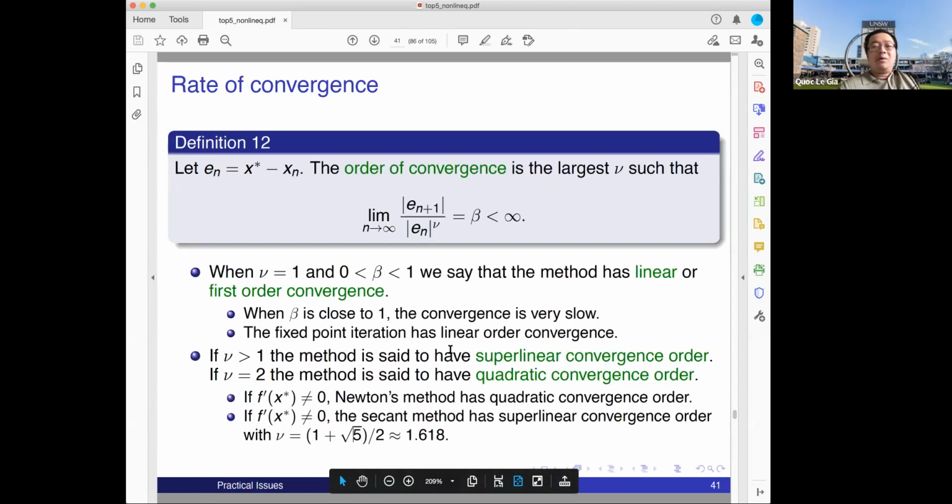So maybe I think we should stop here, because next time we are going to talk about Newton method for a system of nonlinear equations. But I think it's a good time to stop. It's a good place to stop here.